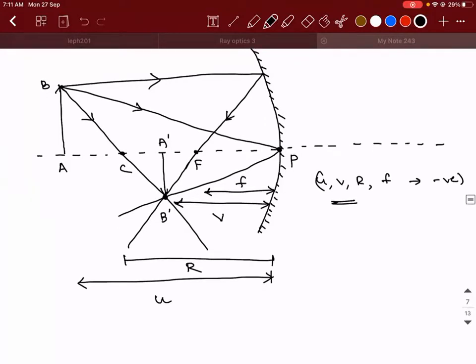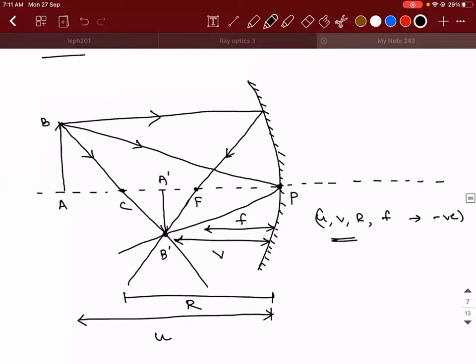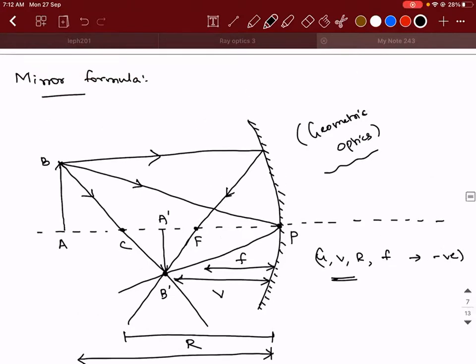Right? Yes, sir. So what is the name of this chapter? I told you, ray optics or geometric optics. Right? So we will be taking the help of geometry to derive all the relations. So what are the relations that we are trying to see? The mirror formula, mirror equation, or sometimes it is also called the Gauss formula. This is the Gauss formula for mirrors. Don't get confused with Gauss law. This is very rarely referred to as the Gauss formula. Just for your information, I'm telling. If you feel that it will confuse you, forget about it.